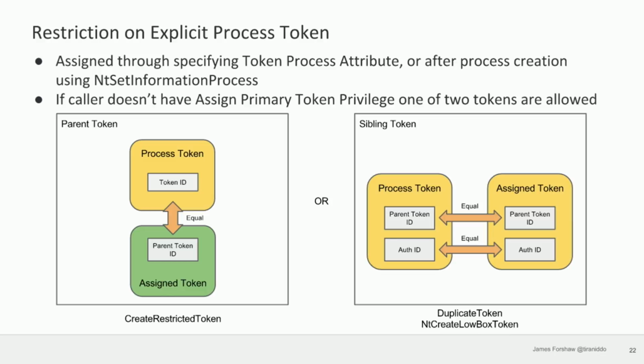Now, unless you have privilege to do so, you've actually got only a limited set of tokens you can assign, and that's related to its parent or sibling token relationship. And if you don't have that relationship, you can't assign it if you have no privilege. And so this allows you to do things like sandbox creation. So you can create a restricted process, but you can't create a system process just because you've got access to a token.